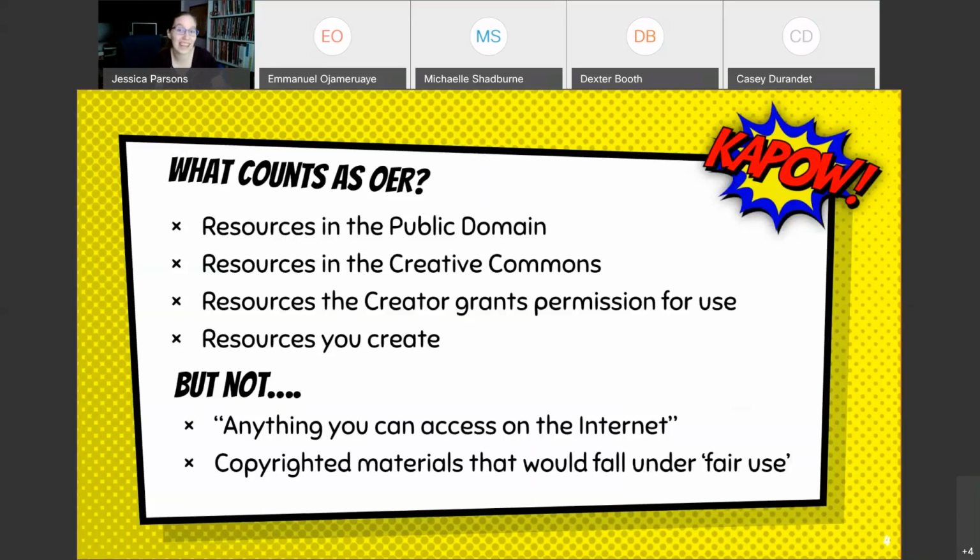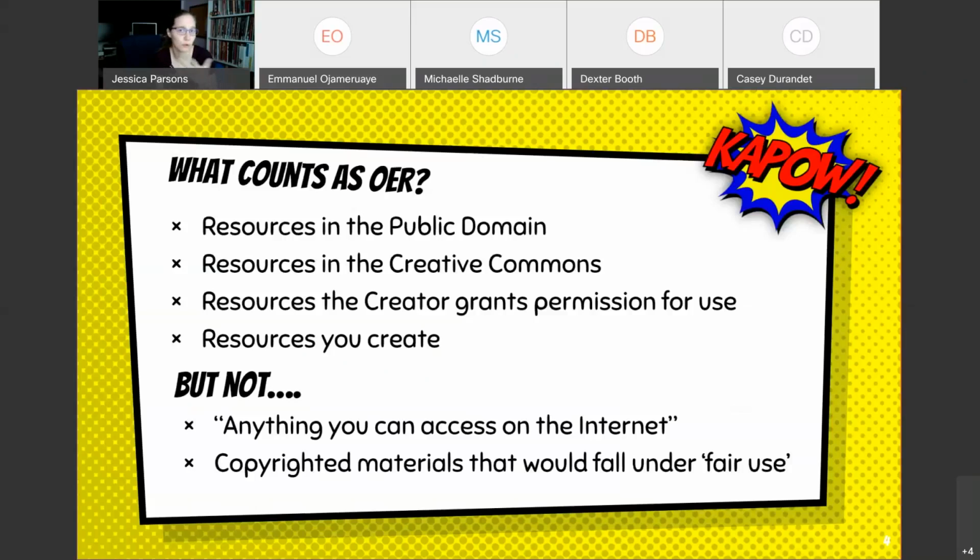It is not anything that you access on the internet for free. A simple Google search for the name of your textbook will probably come up with a PDF. That does not mean that that resource is up there legally, and it does not give you permission to simply use it in your course however you would like or to make changes to it. So we have to be very careful when we're talking about open educational resources that we're talking about legally sourced open educational resources. And then also things such as fair use.